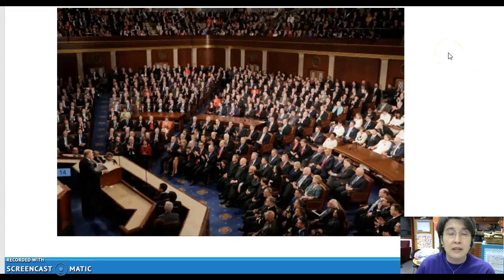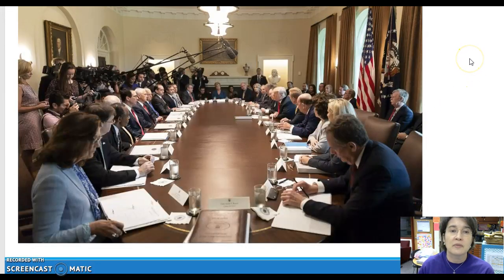There are specific precautions taken to be sure that not everyone in the line of succession attends the State of the Union, just to be sure that should some tragedy occur at that event, that there is still somebody in line to be able to take over the duties of the president, should that hopefully not ever happen, but should it happen. The next image here is an image of President Trump working with his cabinet members.